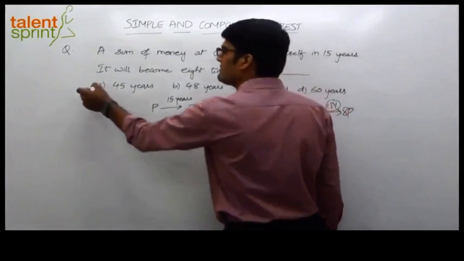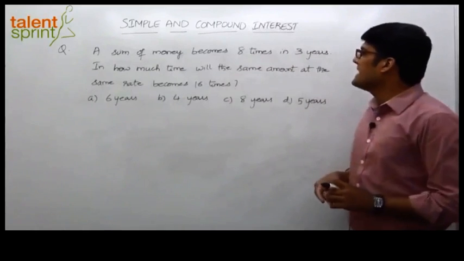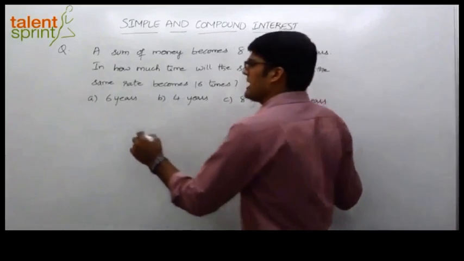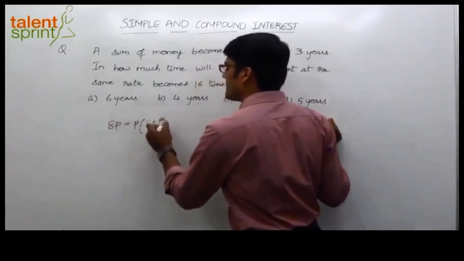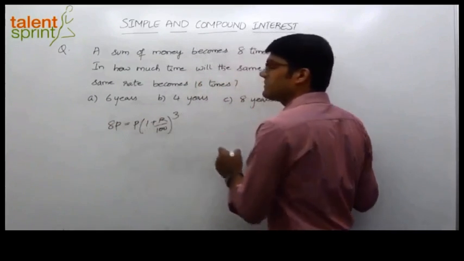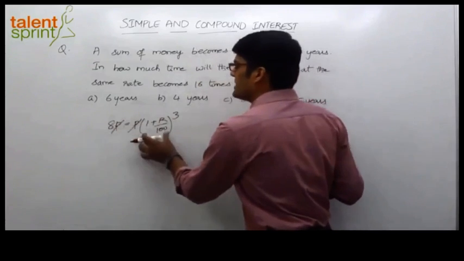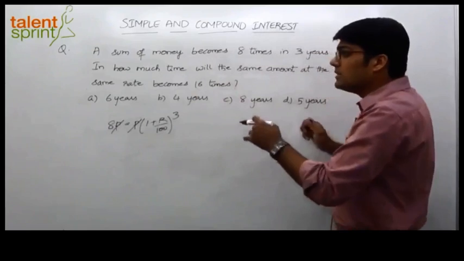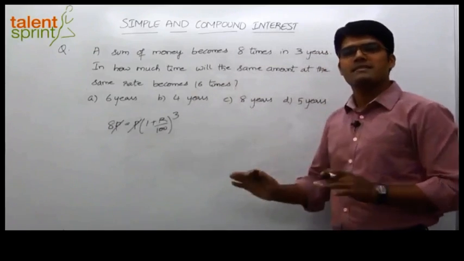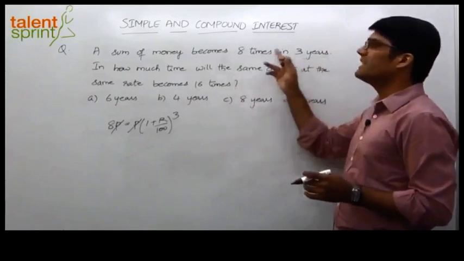That's it. A sum of money becomes 8 times in 3 years. Write the equation. 8P equals P into (1 plus R by 100) whole to the power of 3. So I can say (1 plus R by 100) whole cube is equal to 8. Yes or no? That's the equation. In fact, you need not write this. You will know that P gets cancelled. Just remember (1 plus r by 100) whole to the power of 3 is equal to 8.